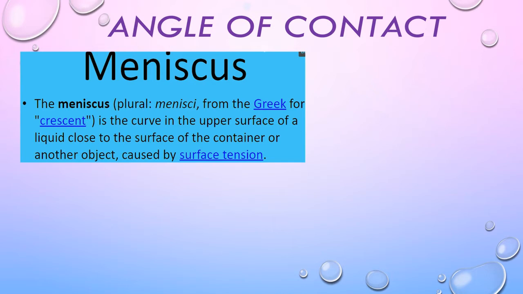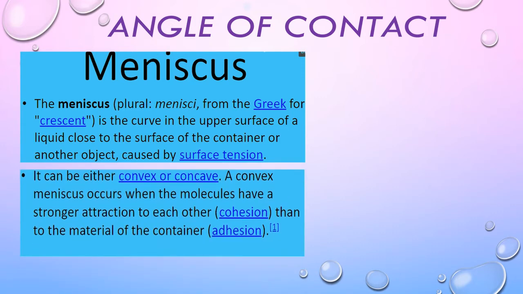It is derived from the Greek word crescent, which means the curve formed on the upper surface of the liquid close to the surface of container or any other object, and it is caused by surface tension. In simple words, we can say that meniscus is the curve formed on the upper surface of the liquid because of surface tension. Now it can be either convex or concave.